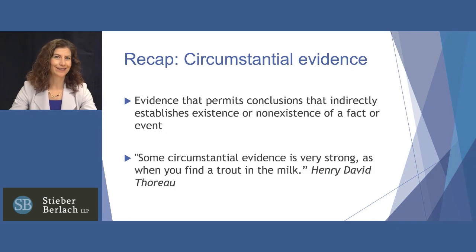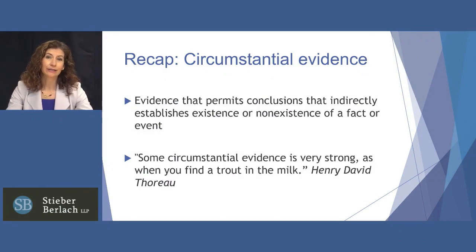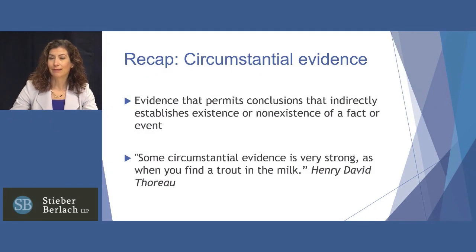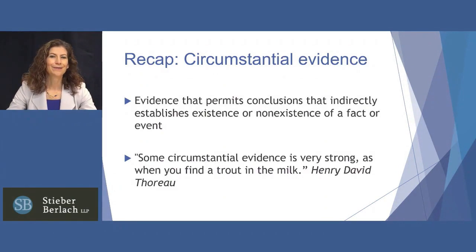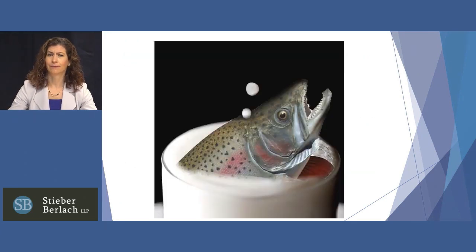It's certainly a phrase that's tossed around a lot in TV shows about law. It is evidence that permits you to make a conclusion that indirectly establishes that something did or did not take place. And I found this quote from Thoreau: "Some circumstantial evidence is very strong, as when you find a trout in the milk." And there's the trout in the milk.